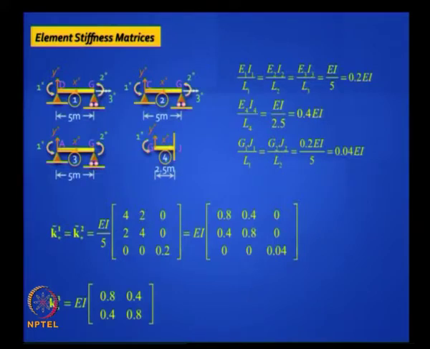For the third element, it's a conventional beam element. Remember 4 EI by L, 4 EI by L, 2 EI by L, 2 EI by L. And for the last element, what will it be? It's going to be 1 by 1. It's a cantilever, right? So what will be the formula? EI by L, that's it. And L for this is 2.5 meter. So you are ready with all the K matrices.